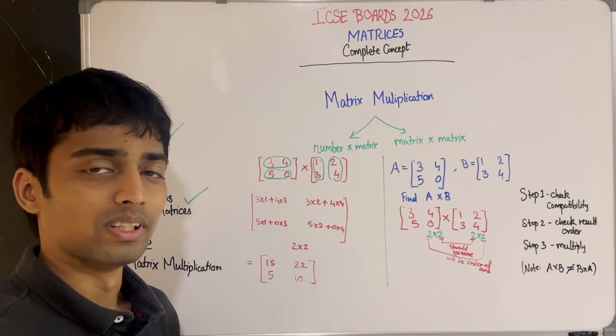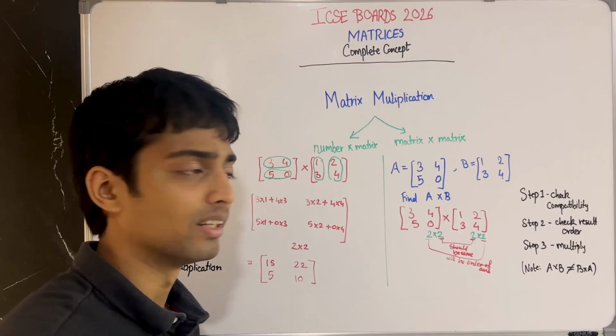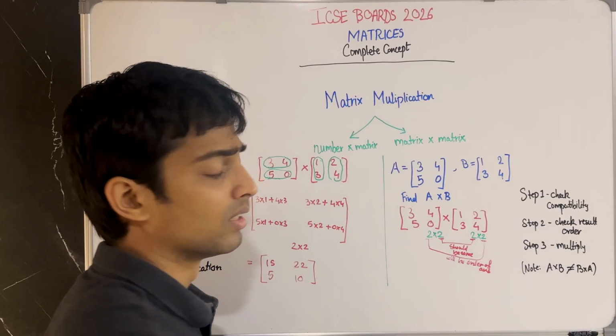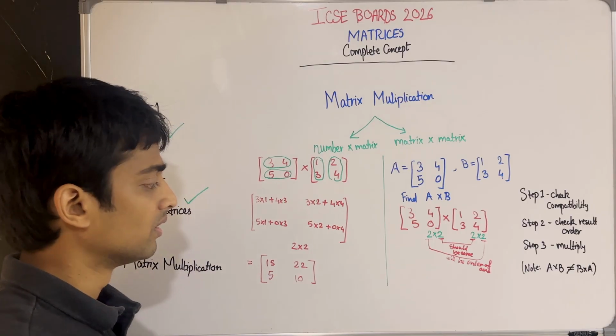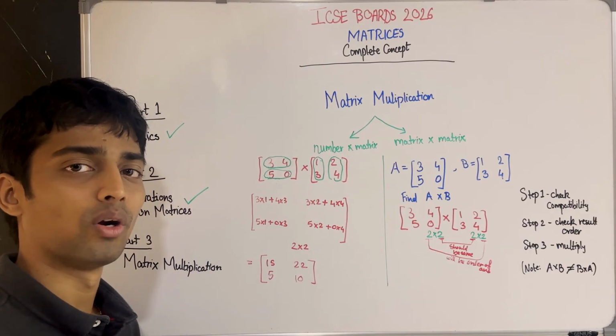Now again, keep one thing in mind, that A multiplied by B is not equal to B multiplied by A. This is not the same as the normal numbers which we multiply. The order matters. If we change the order, the answer will be different.